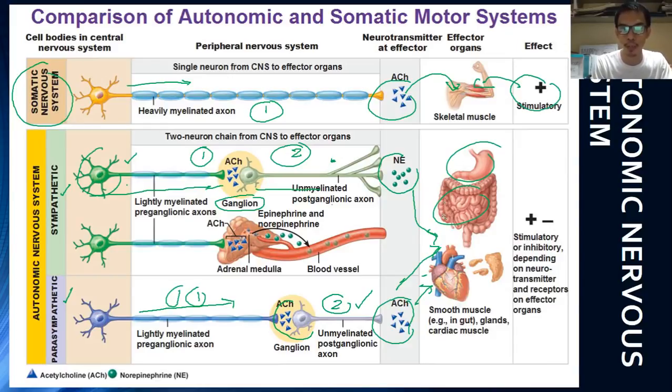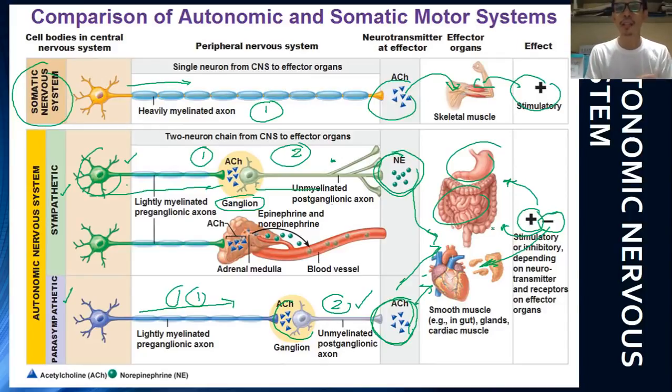The one that we have right here, the neurotransmitter that they secrete is norepinephrine, which stimulates these muscles. In the parasympathetic one, the neurotransmitter that is secreted by this group is acetylcholine, which inhibits, this is the negative one, the one that we have right here, all the muscles that are controlled by the sympathetic division. Meaning to say, they work in opposite.